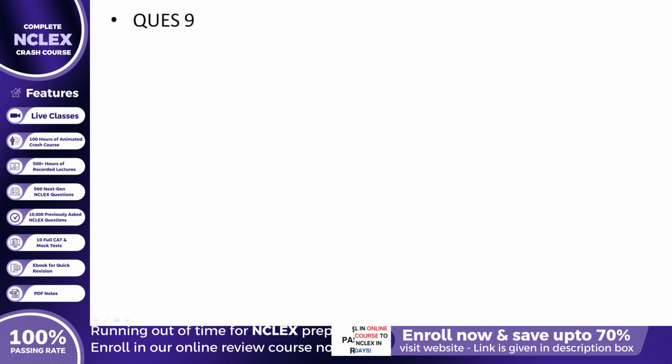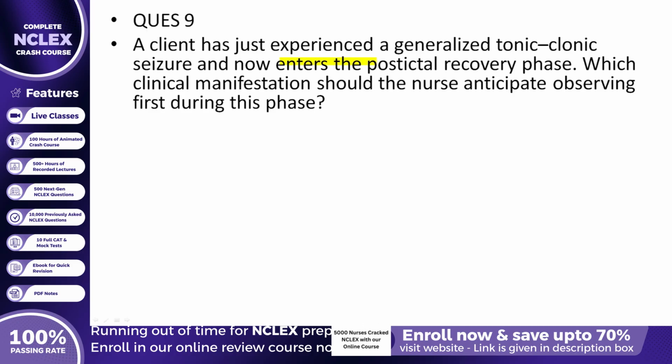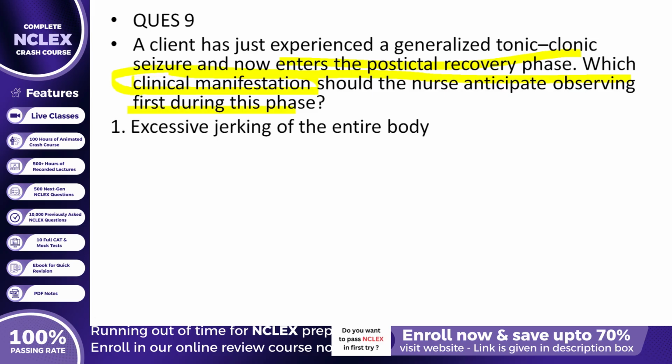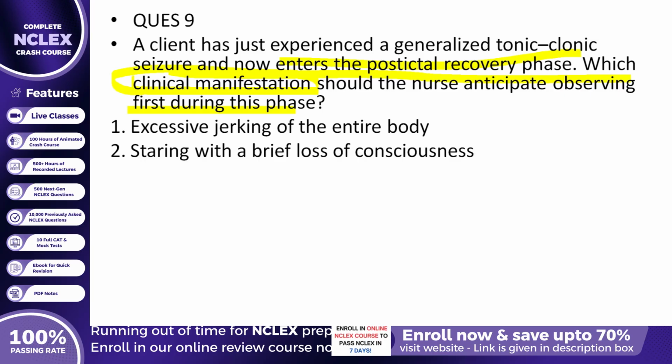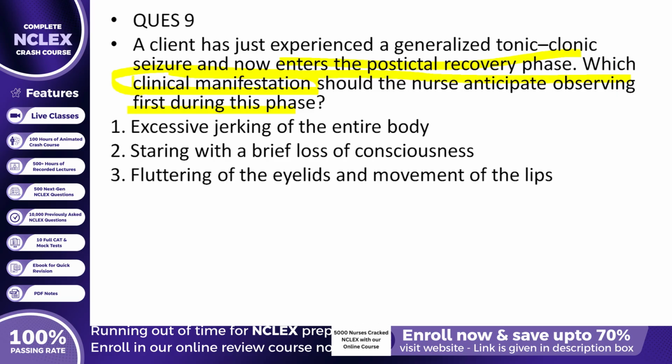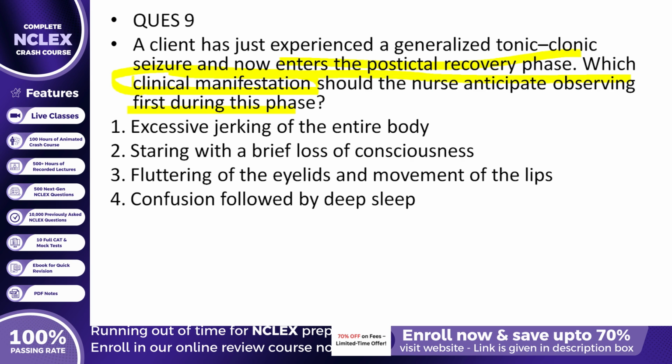A client has just experienced a generalized tonic-clonic seizure and is now entering the postictal recovery phase. The nurse needs to anticipate what will most likely occur first during this stage. Here are the options to consider. Option 1, excessive jerking of the entire body. Option 2, staring with a brief loss of consciousness. Option 3, fluttering of the eyelids and movement of the lips. And option 4, confusion followed by deep sleep.